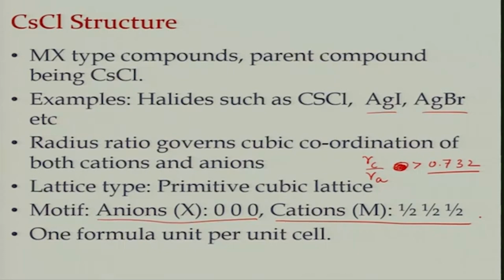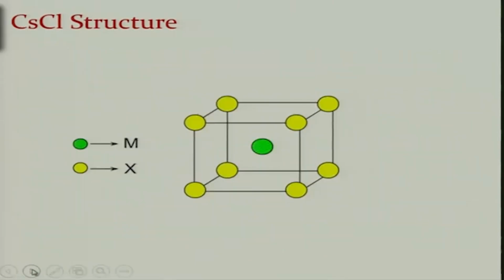It's not a BCC structure because both the lattice points are different, and there is one formula unit per unit cell. So you have X atom sitting at the 0, 0, 0 positions, and M atom sitting at the half, half, half positions. So this is the cesium chloride structure, which a lot of people conceive as a BCC structure, but in a BCC structure the center and the corner atoms have to be the same. In this case it's different. So you can consider this as a molecule, where one molecule is sitting on a lattice point. So it's a molecular structure with a primitive cubic lattice.